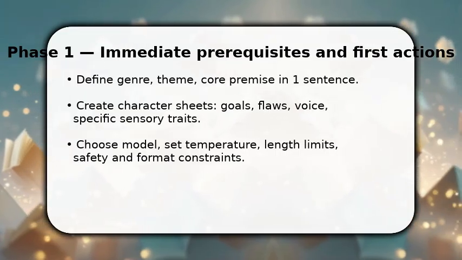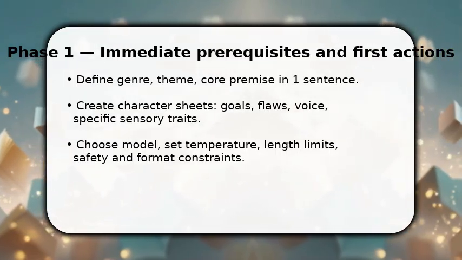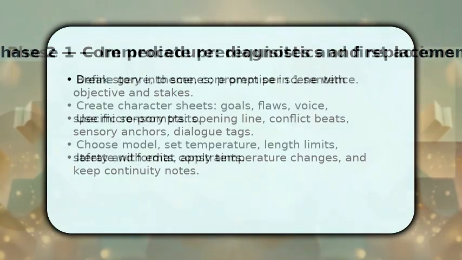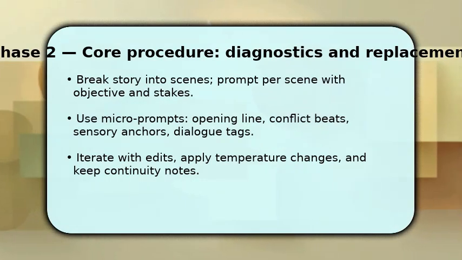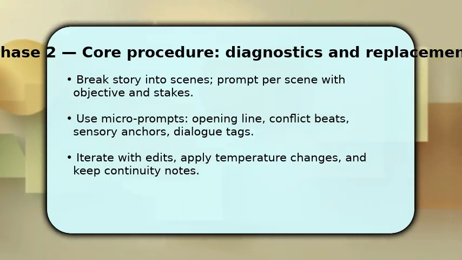Once done, write a tight initial prompt template that includes scene, conflict, and desired tone. Once you have a sample, proceed scene by scene so you keep focus and pacing. For each scene, give the model an objective, stakes, and 1 or 2 hooks. This steers output toward plot advancement. Use microprompts for opening lines, key beats, sensory anchors, and dialogue cues so prose stays vivid and varied.